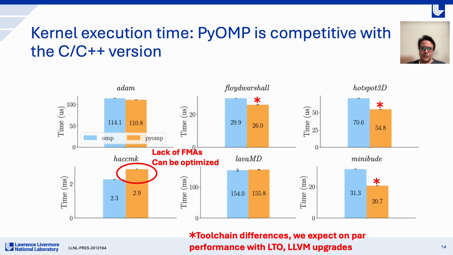Looking at kernel execution times, PyOMP is overall competitive with the C++ versions. In certain cases, PyOMP is even faster because of whole program visibility optimizations thanks to JIT compilation that are not enabled by default in ahead of time C++ compilation. In one case, the HACCmk kernel, PyOMP generated code is slightly slower by missing fused multiply add optimizations, but we've resolved this issue in the latest implementations of PyOMP by enabling more aggressive optimization in Numba's LLVM backend.